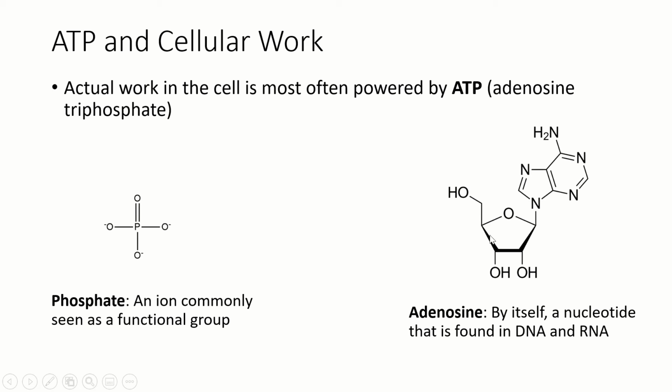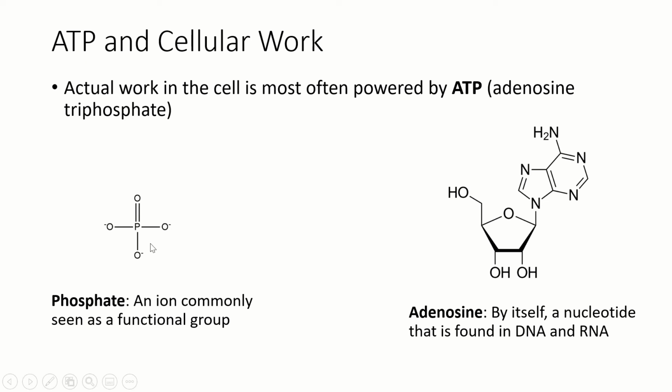Actually, ATP means adenosine triphosphate. So the adenosine is actually a nucleotide. It's the A, ACGT in DNA. It's the A. And it looks like this. So it's got a sugar and a little base part. And then in ATP, it is bound to three of these things, which is a phosphate or phosphate group.